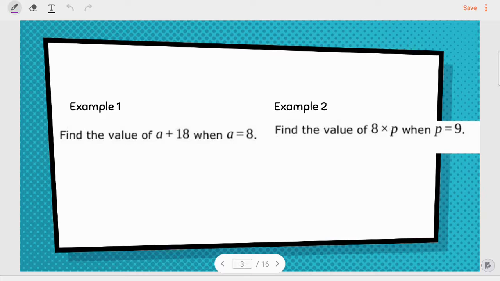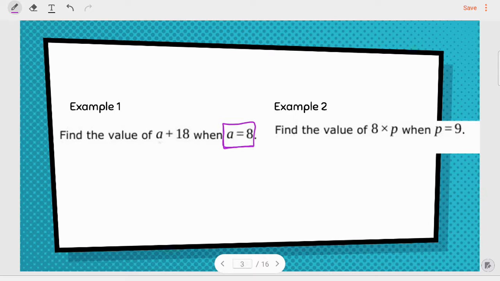Now, what does that mean? What am I going to do? When it gives me an expression, a plus 18, and it says a equals 8, this is saying another name for a is 8. Kind of like a nickname. And I can use that in place of somebody's name.